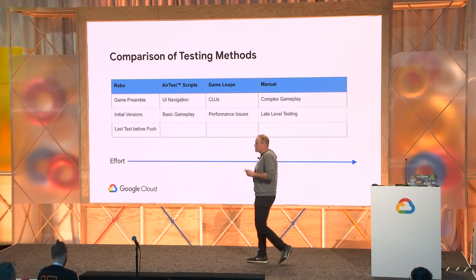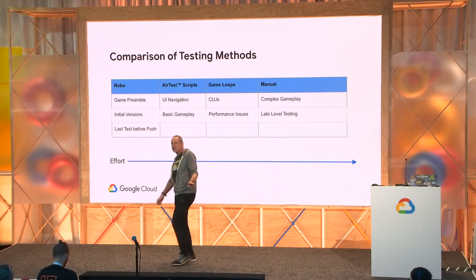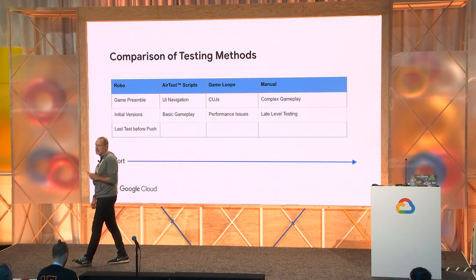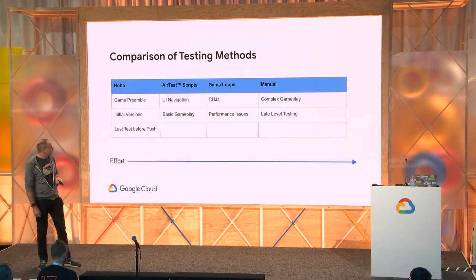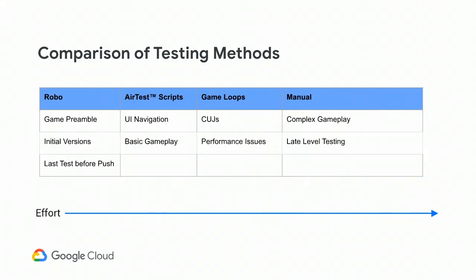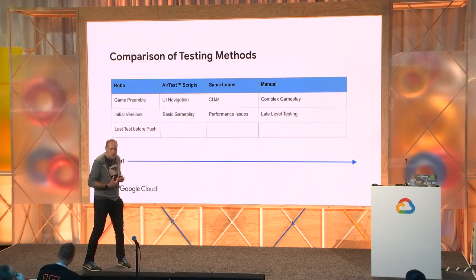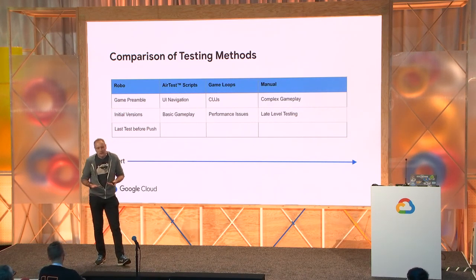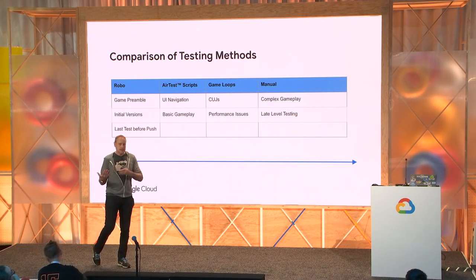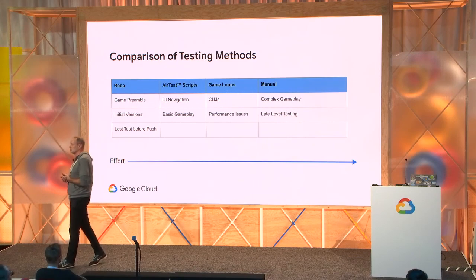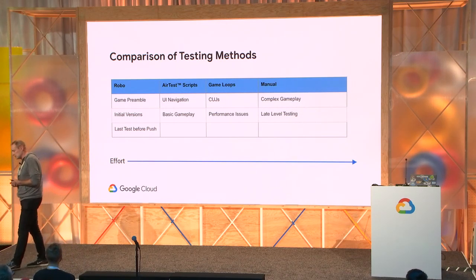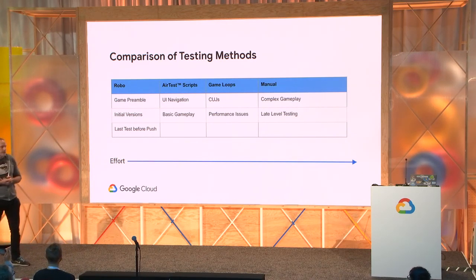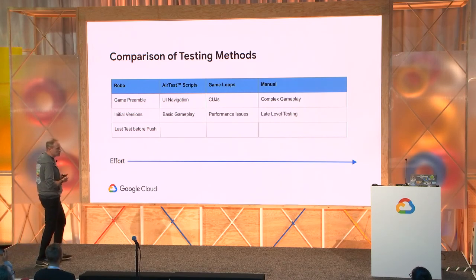All right, so I've presented three separate automated testing mechanisms. So let's talk a little bit about how and when you might use each of these different testing mechanisms. So firstly, I talked about Robo.